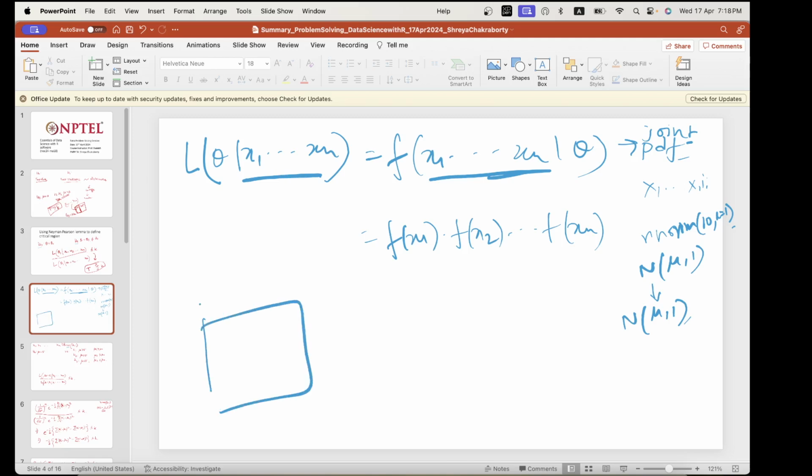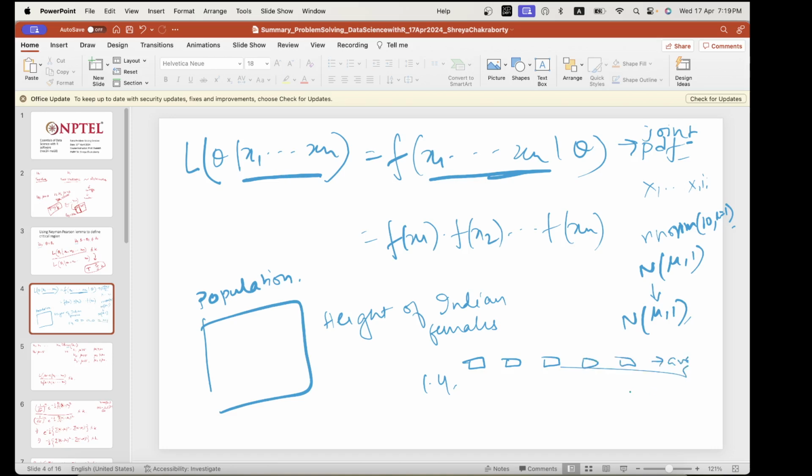Theta is a population parameter. So let's say this is your population. Let me give you an example. Let's say I want the height of Indian females. So I have some 1.4 billion Indians. If I calculate and tabulate all their heights and get the average height, that would be my true theta value. But this is not possible because of logistics reasons, cost, and so many other socio-economic reasons.